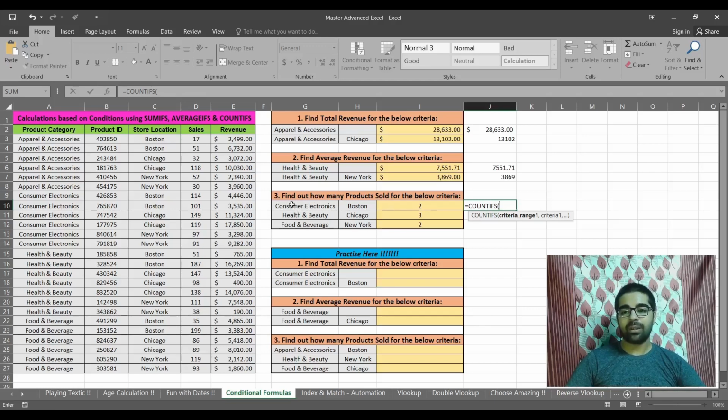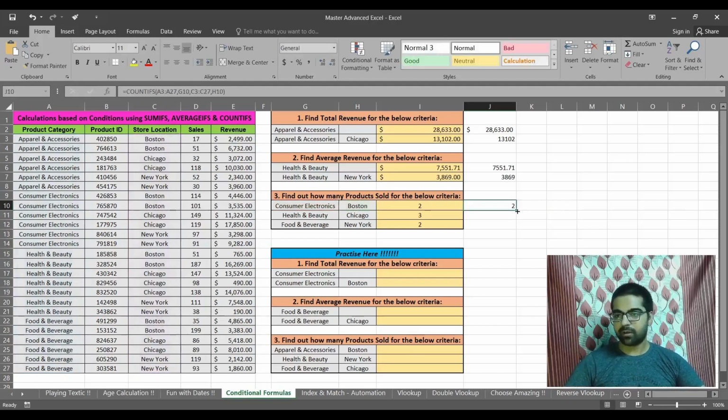I mean criteria 1, consumer electronics. So we have to take its range from A3 to the last one. Its range is here, comma. Where is our criteria? This is our criteria. Again, comma. Where is our criteria range 2? Boston is our criteria 2. So here its range is here. Okay, comma. This is our criteria 2. Bracket close, enter. See, we got the true answer.